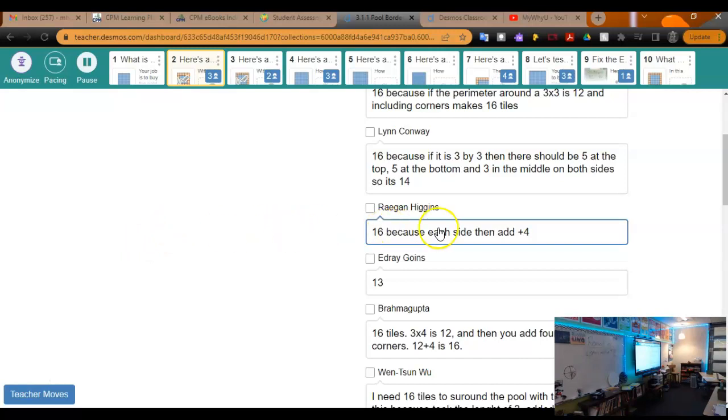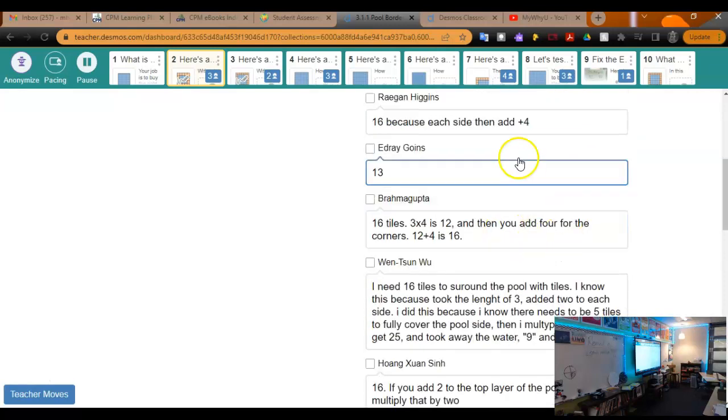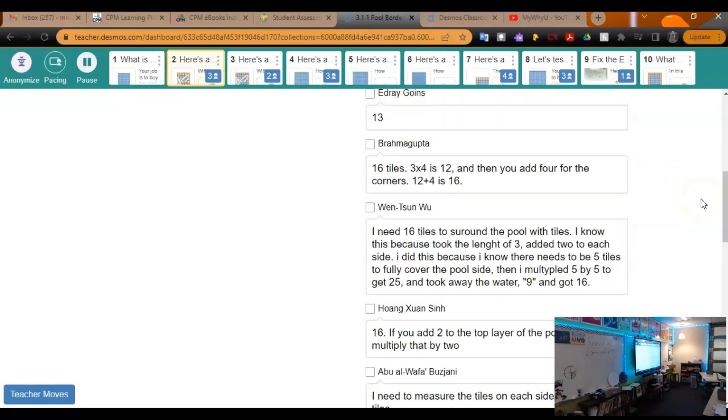16 because each side then adds an extra 4. 13 and no real reason given. So guys, this is like when you answer on a test and it's just wrong. All I can do is mark it wrong, right? I cannot figure out what your thinking was. 12 plus 4, again, like the other method.